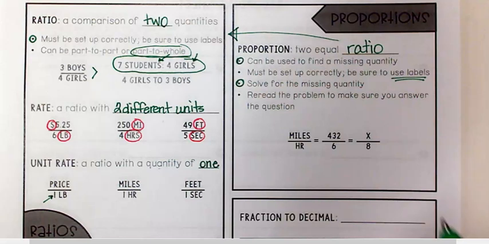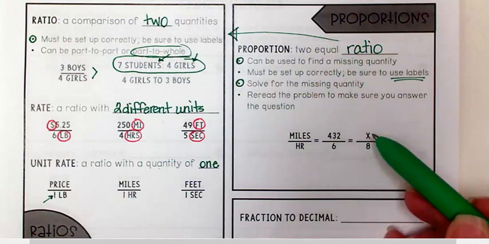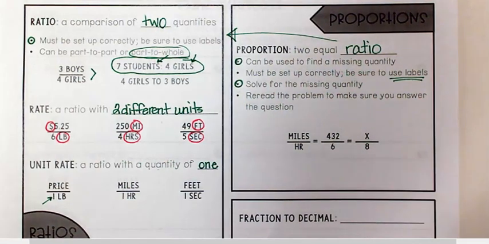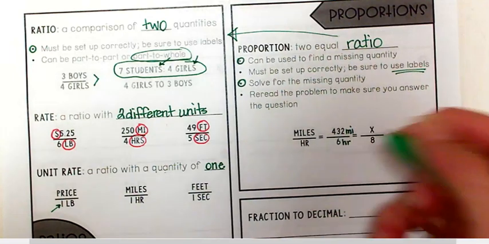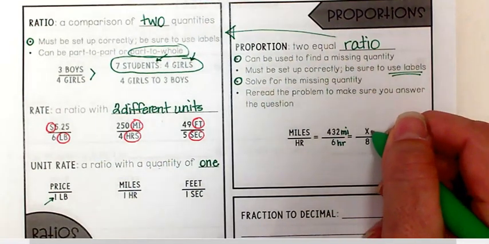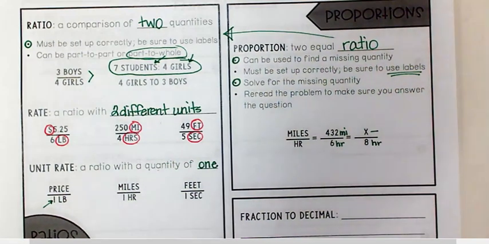However you set up the first fraction in the proportion, you have to set up the second fraction the same way. So if this is miles and hours, then the missing quantity here is miles, because hours should be on the bottom as well. Reread the problem and make sure your answer answers the question.